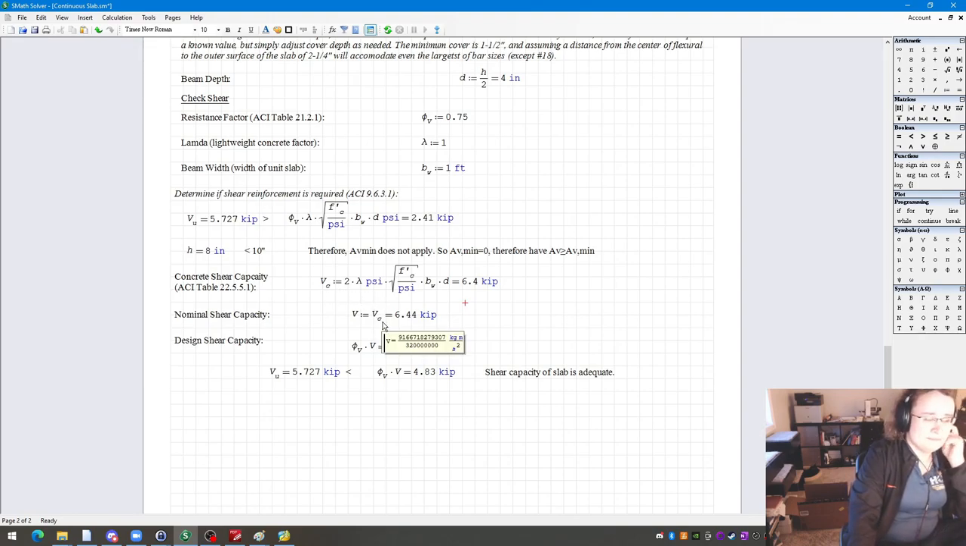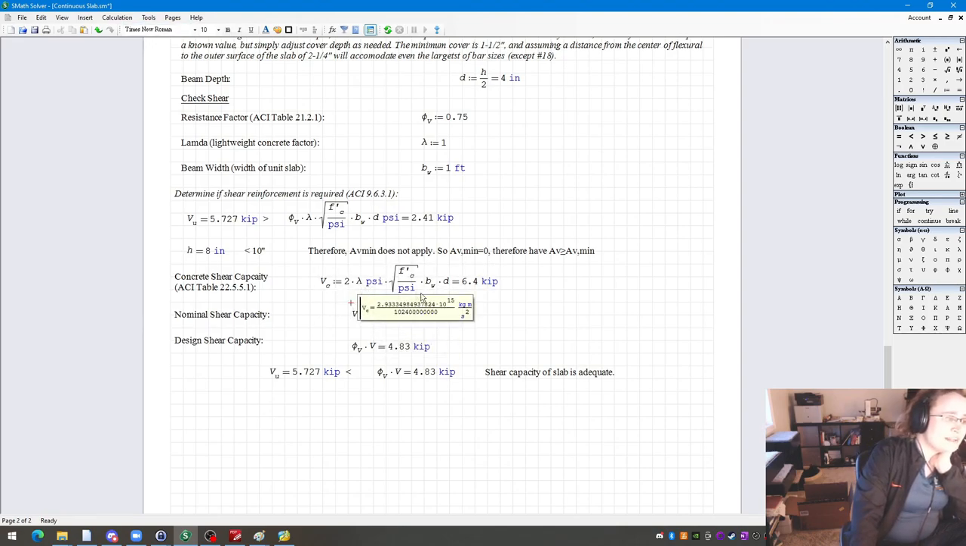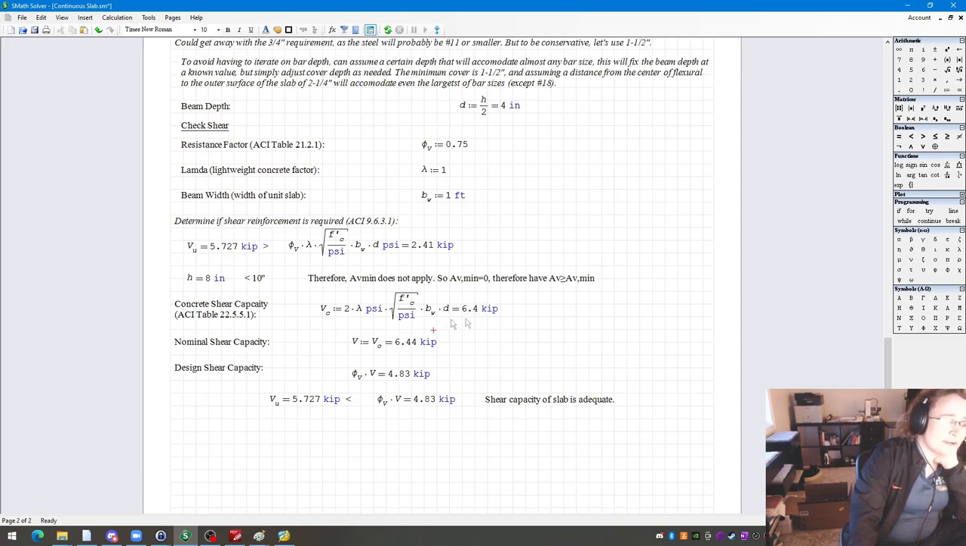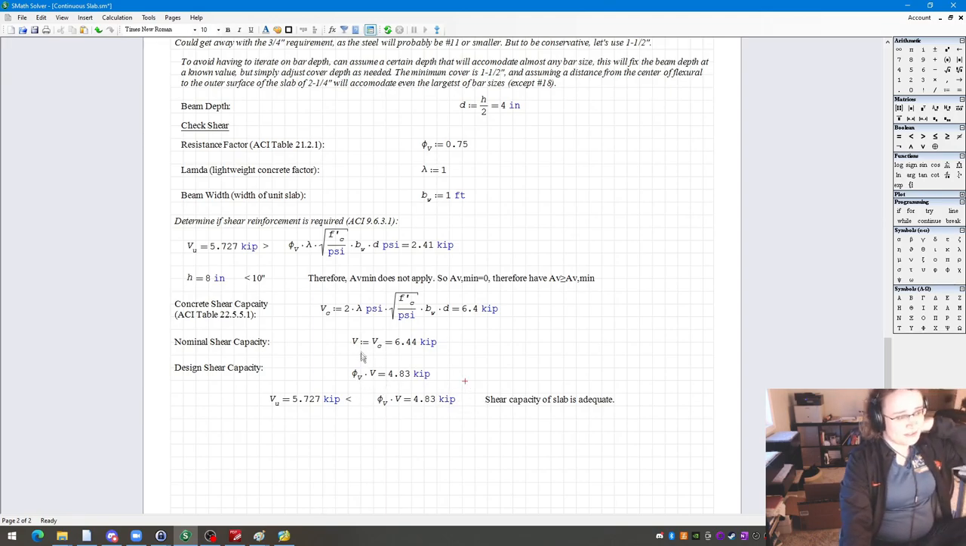Our VC here. Let's see. So we have 2 times lambda times root F prime C times BW times D, which is 6.4 kip. Then we can calculate VC, which will be equal to our V shear capacity. And this will then be equal to V, which is our nominal shear capacity, 6.44 kips. And multiplying by our resistance factor, we get a design shear capacity of 4.83 kips.